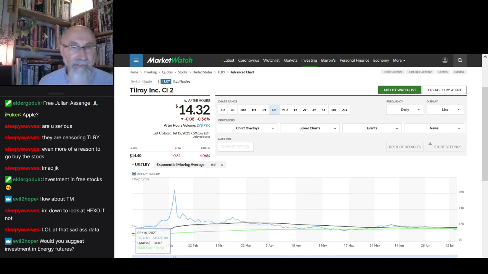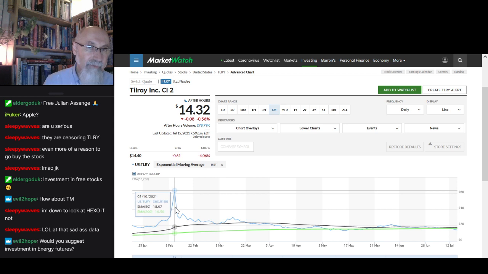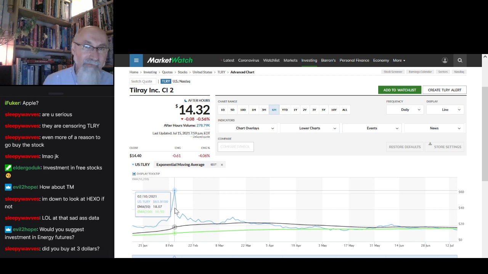Now take a look at this thing. It's way above the 50-day and 200-day, right? Way above, and it's gone exponential, logarithmic exponential.